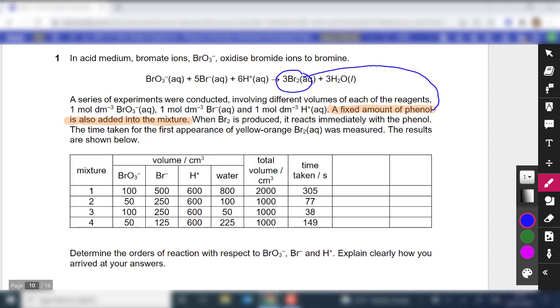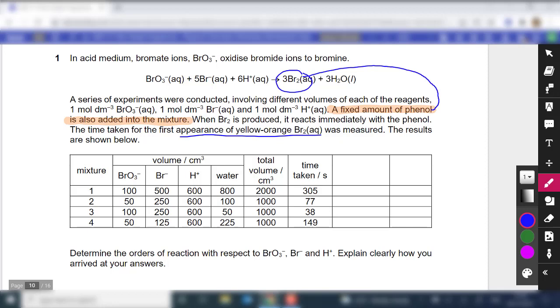Okay, so the first instance for the appearance of the yellow-orange bromine, in that case, this will mean that at the appearance of yellow-orange, you will stop your stopwatch, and that is the time which you are measuring here. So this is known as a clock reaction. The only clock reaction which you are familiar with is what we call the iodine clock reaction.